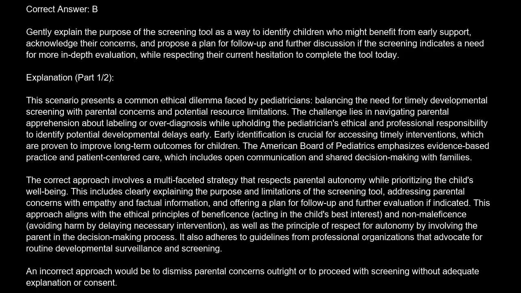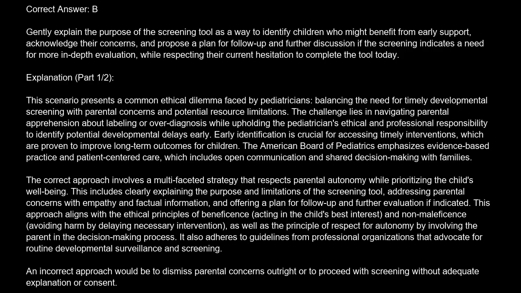Explanation. This scenario presents a common ethical dilemma faced by pediatricians, balancing the need for timely developmental screening with parental concerns and potential resource limitations. The challenge lies in navigating parental apprehension about labeling or overdiagnosis, while upholding the pediatrician's ethical and professional responsibility to identify potential developmental delays early. Early identification is crucial for accessing timely interventions, which are proven to improve long-term outcomes for children.